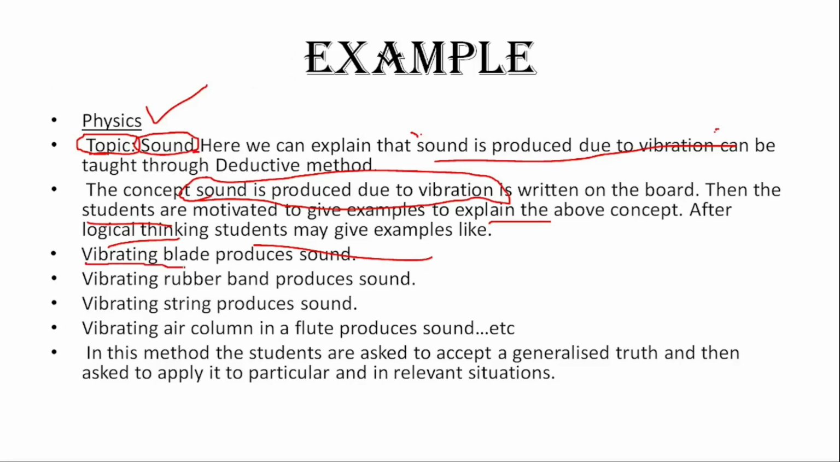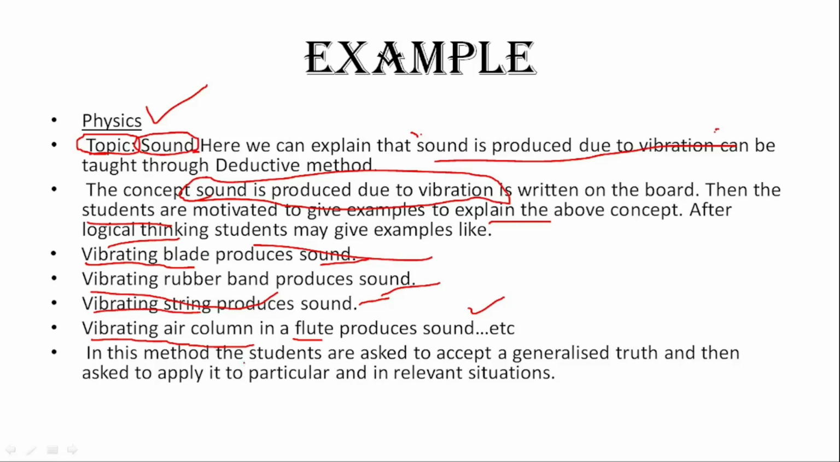See here, a vibrating blade produces sound. Vibrating rubber band produces sound. Vibrating string produces sound. Vibrating air column in a flute produces sound. So these are all examples for the rule, generalization or formula that sound is produced due to vibration. When the blade vibrates only, it produces sound. Rubber band also, when it vibrates, produces sound. So these are all the examples given by the students.